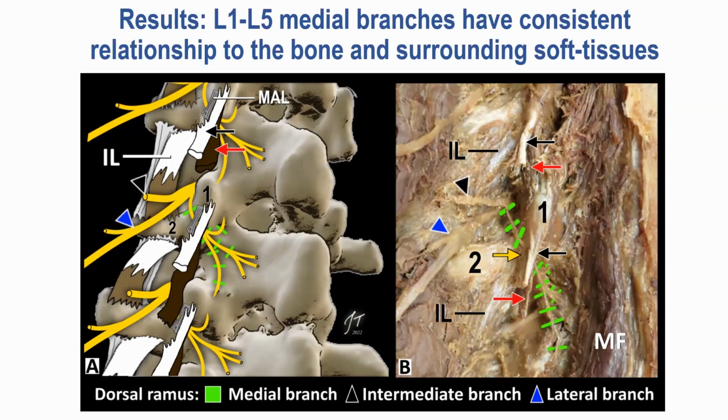The nerve continued posteriorly until it dove deep to the musculo-ligamentous structure that consists of the mamillo-accessory ligament, highlighted by the yellow arrow, the tendon of the erector spinae, black arrow, and the muscle known as the intertransversalis medialis, highlighted by the red arrow.